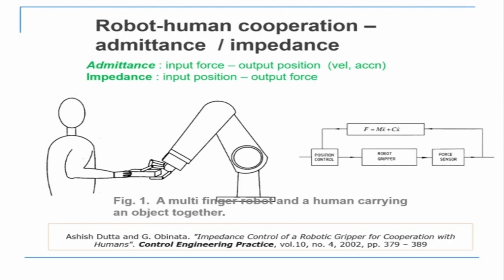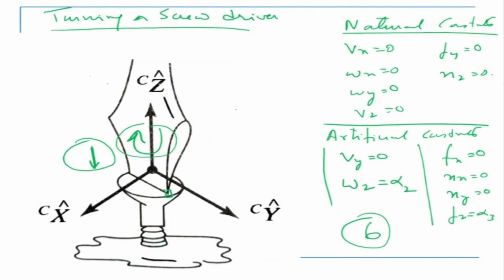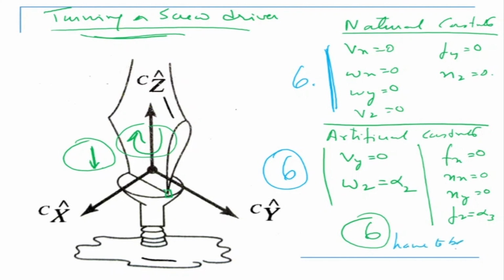Here we saw that in terms of the variables, a very simple thing like turning a screwdriver is a very simple example. Now what is so difficult about this? But in order to perform this, there are natural constraints, 6 of them here, and there are artificial constraints, another 6, and the 6 constraints have to be controlled. That means to perform this task, the robot should be able to control the 6 constraints.